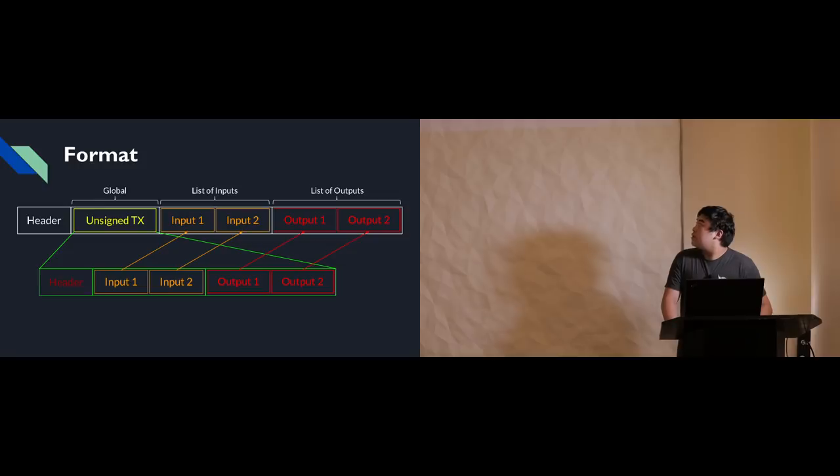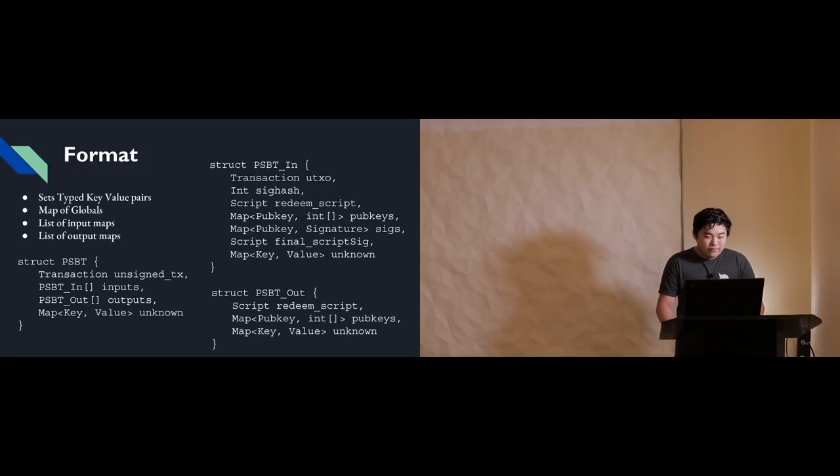If we dive a bit deeper, the actual format on a very low level is a set of typed key-value pairs. We have the set of globals, which we can really call a map, it's just key-value pairs, or a dictionary. So we have the map for the globals, and then a list of maps for the inputs, and a list of maps for the outputs. Writing this as a struct, we get transaction, list of inputs, list of outputs, and we also have some unknown things that I'll get to later.